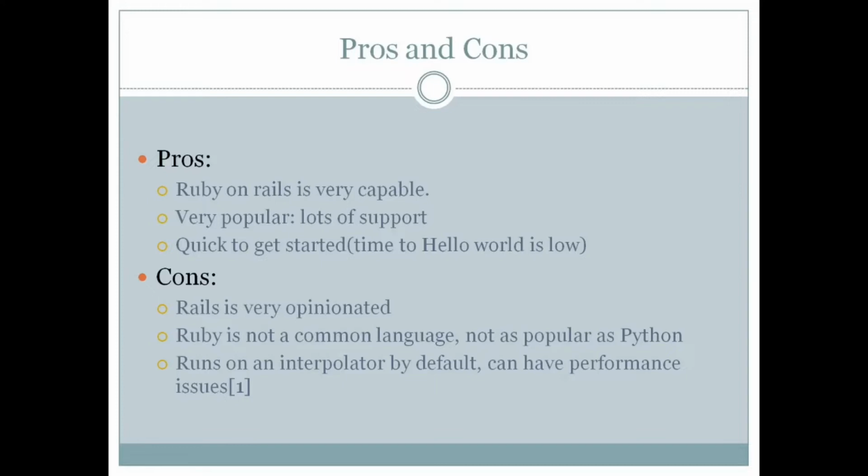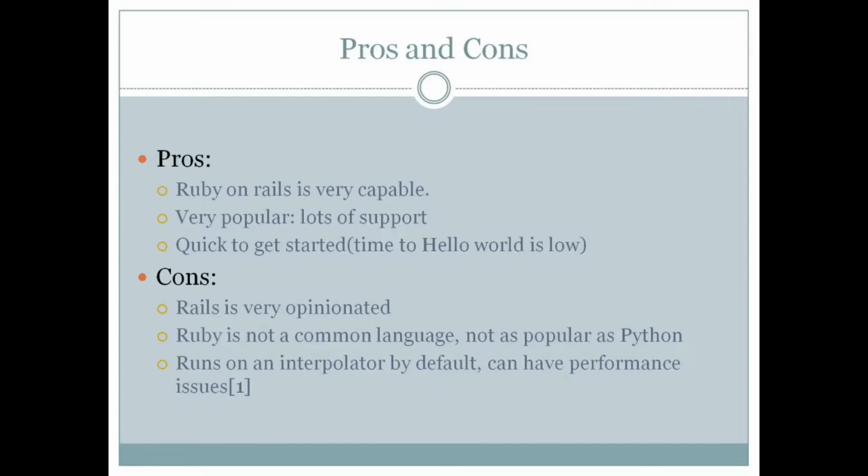Cons is that it's very opinionated. If you're used to doing things in a different way, you have to do a lot of, oh, I know how to do this, but I don't know how to do it the Rails way. So go to Google, read some Stack Overflow. Additionally, Ruby is not a very common language. It's not as popular as, say, Python for Django. So outside of Ruby on Rails, you're not really going to use much Ruby, as far as I know.